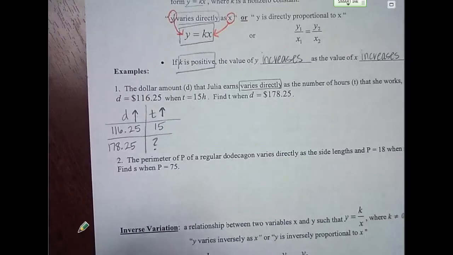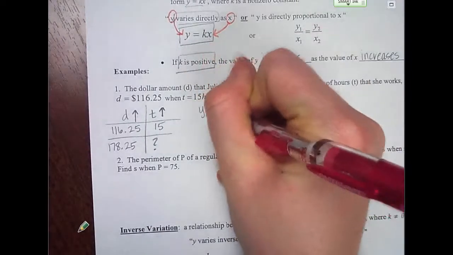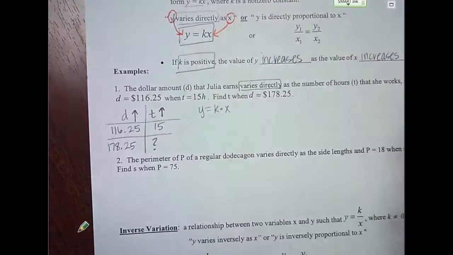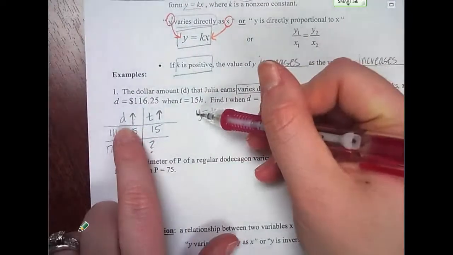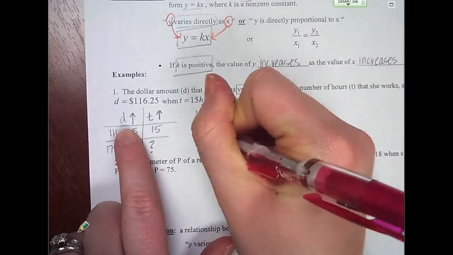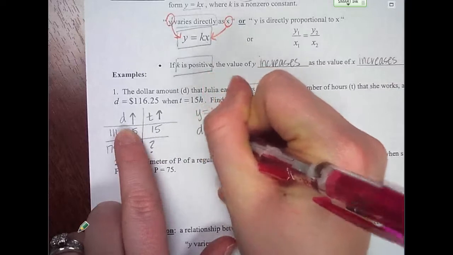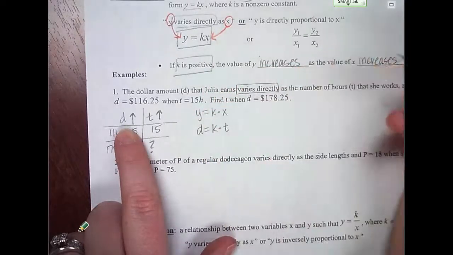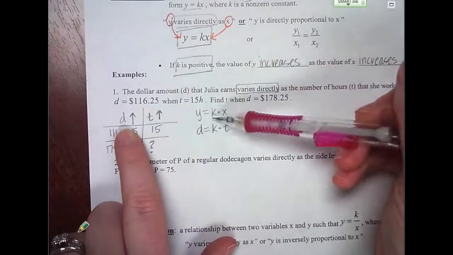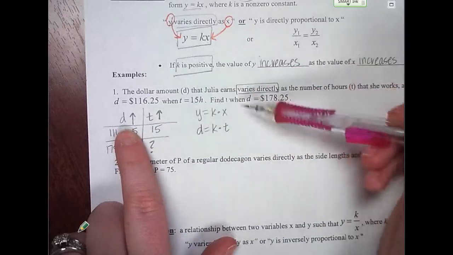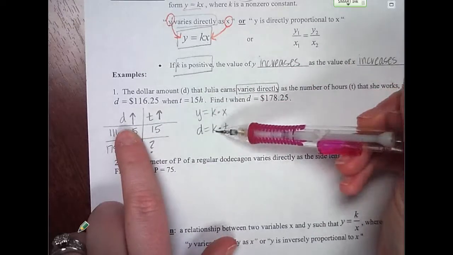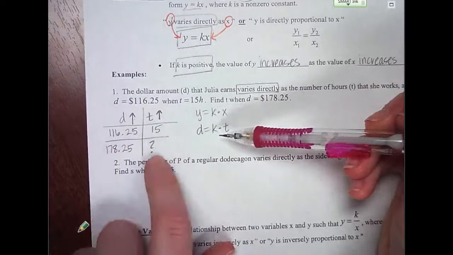So we're going to use that equation, y equals k times x. But instead of the y and the x, let's input our d and our t. So this becomes d equals k times t. k is called the constant of variation. In a situation like this, it just doesn't change. The k will always stay the same no matter what the d and the t are.